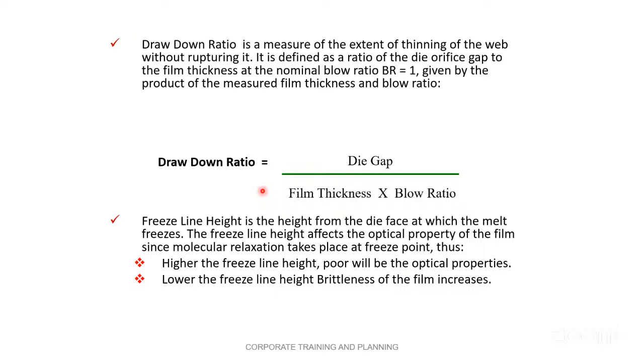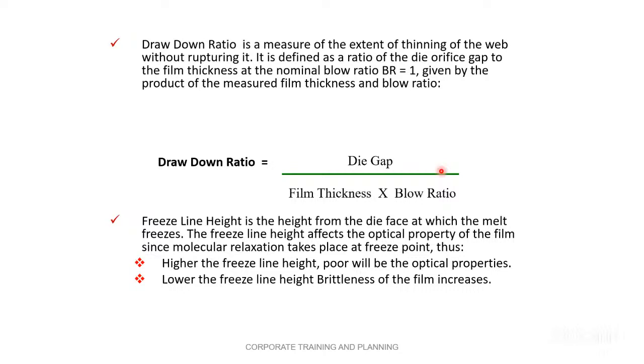Then drawdown ratio. Drawdown ratio means what? See, it is a measure of the extent of thinning of the web without rupturing it. It is the ratio of die orifice gap to the film thickness at the nominal blow ratio. Drawdown ratio equals die gap divided by the film thickness times blow ratio. This is the formula to find the drawdown ratio.